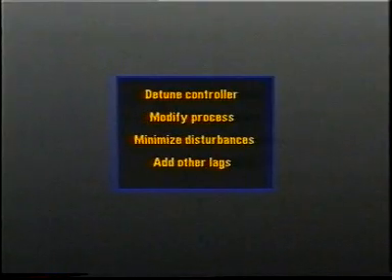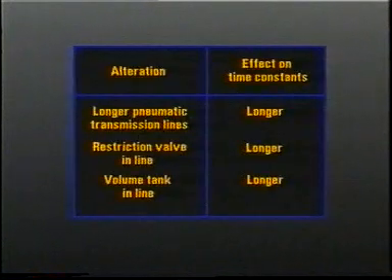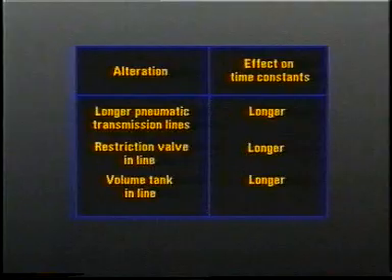Of course, this in turn may require you to detune the controller or otherwise modify the process in order to avoid cycling. Three types of lags that could be added include longer pneumatic transmission lines, which should be kept within a range of 20 to 100 feet of the actuator. Needle restriction valves, which are prone to plugging and are difficult to set.